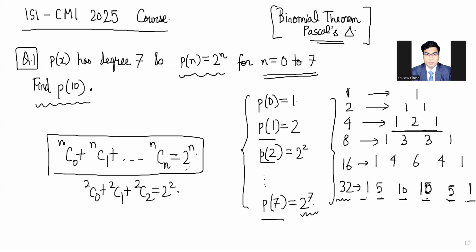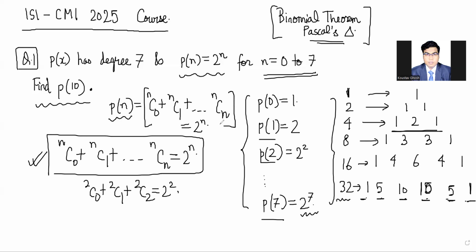Because this property is true, we can say that if P of n was NC0 plus NC1 plus so on till NCn, that will be equal to 2 power n, right? So if you take your polynomial as this, then automatically it will satisfy the Pascal's triangle result for n from 0 to 7, right? So this is a combinatorial coefficient.